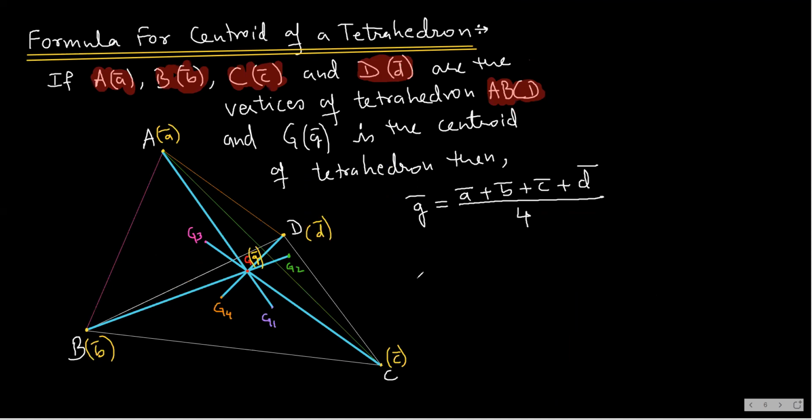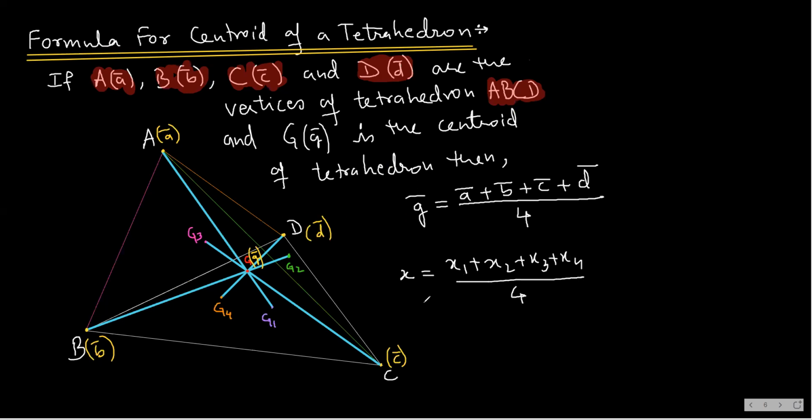Similarly, if you are given the coordinates of points A, B, C, and D in X, Y, Z coordinates, like A is (x1, y1, z1), B is (x2, y2, z2), C is (x3, y3, z3), and D is (x4, y4, z4), you can find out the coordinates of the centroid of the tetrahedron. What will be the x coordinate? The x coordinate of the centroid will be x1 plus x2 plus x3 plus x4 upon 4.